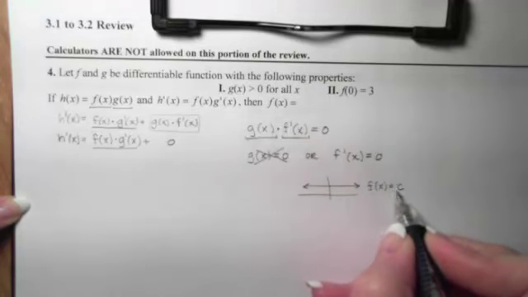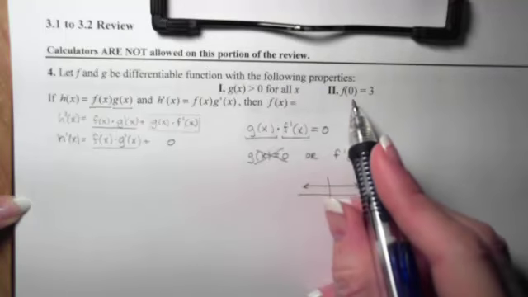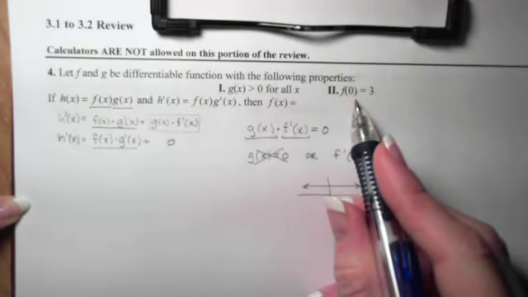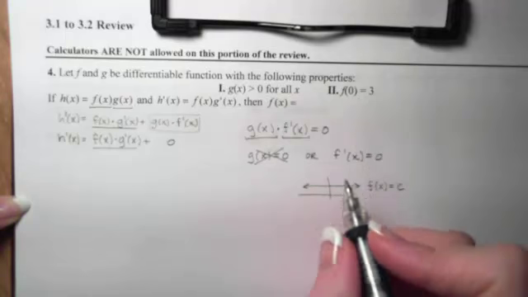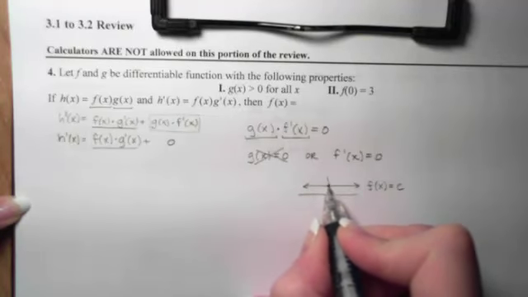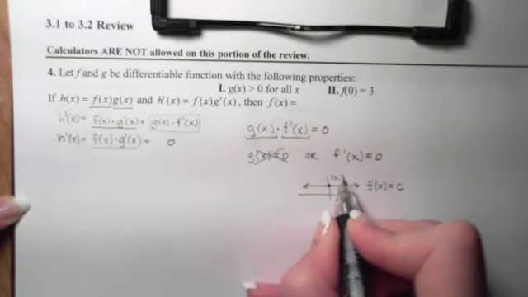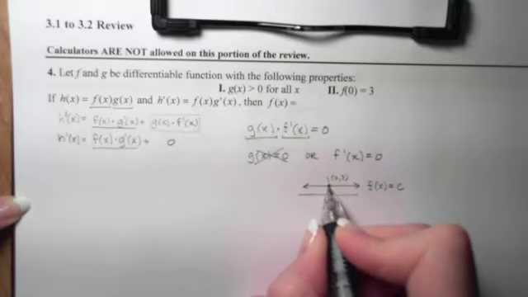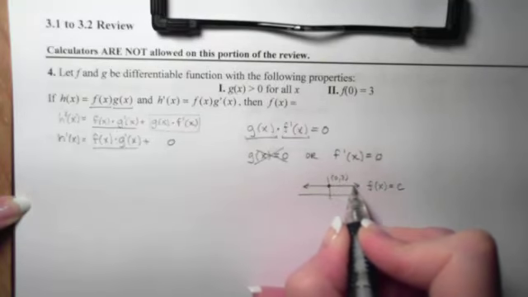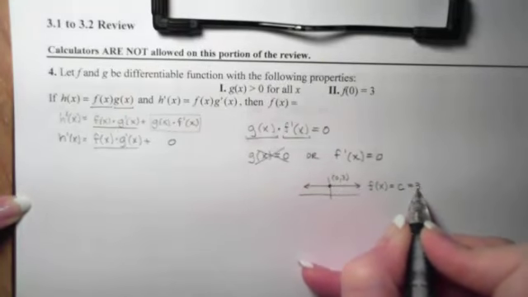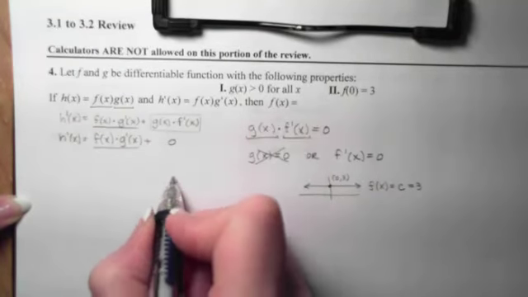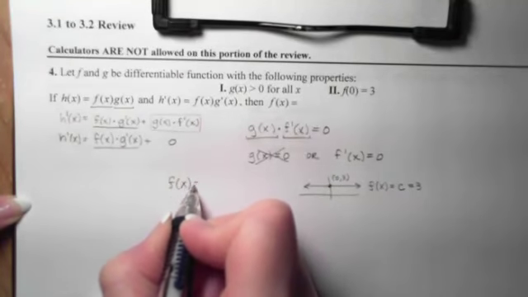To figure out what that constant is, we go back to our item 2 that was given, and this told us that if I plugged a 0 in, I got a 3 out. Because I got a 3 out at this point, then I have to get a 3 out at every point. So my conclusion is that f of x is equal to 3.